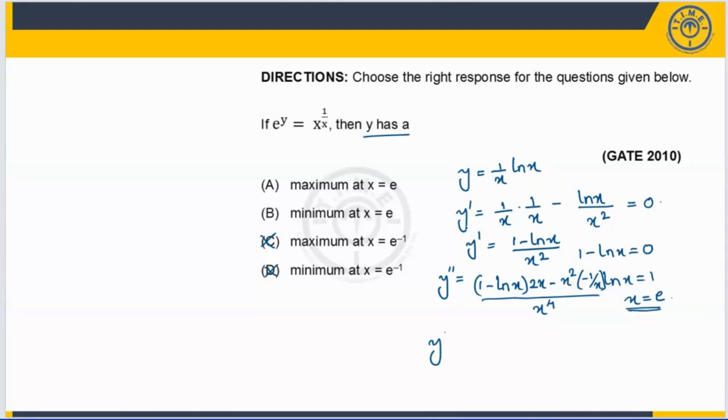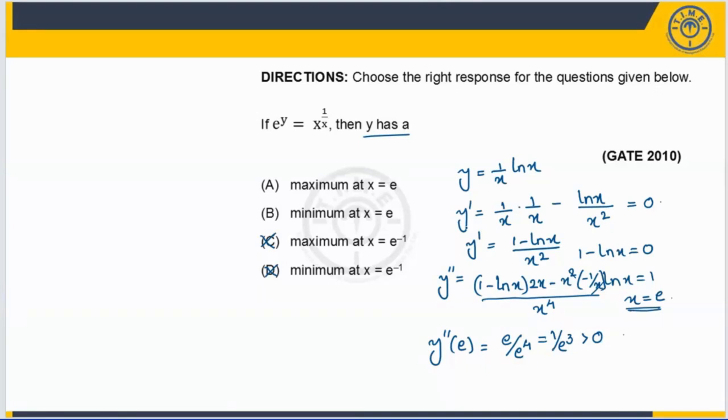Now substitute the point. So that is y double dash of e. Log e is 1. So 1 minus 1, this will be 0. And here x will be going one time. So minus of minus, plus. So it is plus e upon e to the power 4, or that is 1 by e cube. So whatever the value is, it is greater than 0. So it is positive.